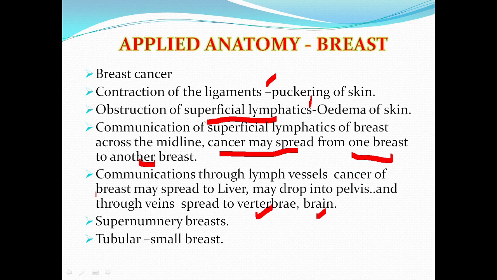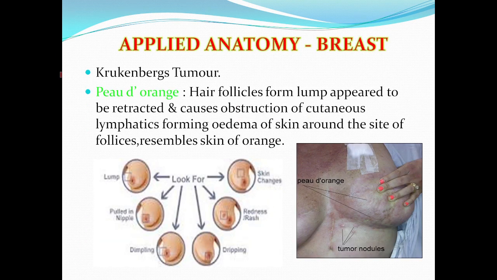Then lymphatics from the breast may spread to the liver, leading to what? Obstructive jaundice. They also drop into the pelvis. In the pelvis, what do you have? Uterus, ovary. So Krukenberg tumor may occur. In some women there are more than two breasts, supernumerary breasts, or the shape alters, such as a tubular breast or a smaller shape. As you already know, what is Krukenberg tumor? If the ovary is going to be affected, it is Krukenberg tumor.